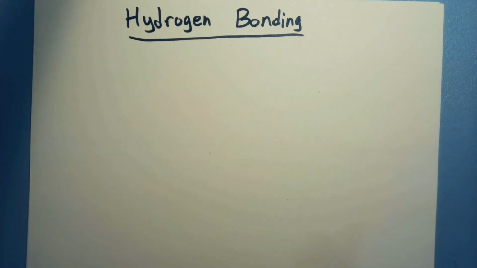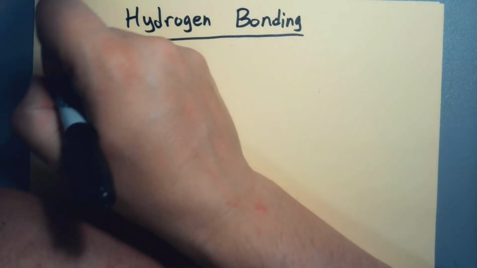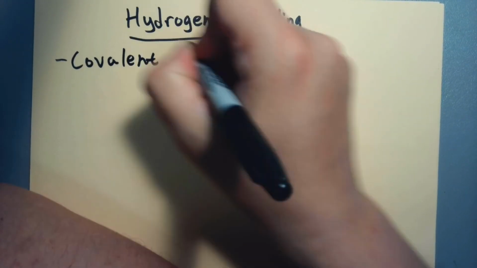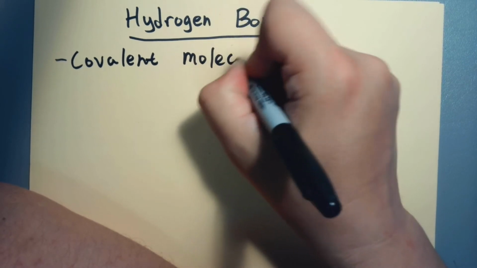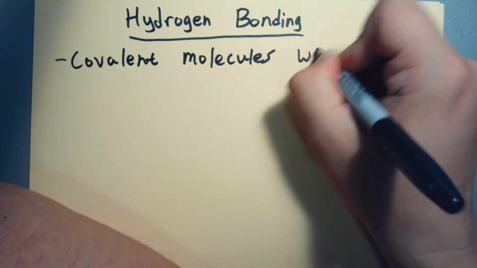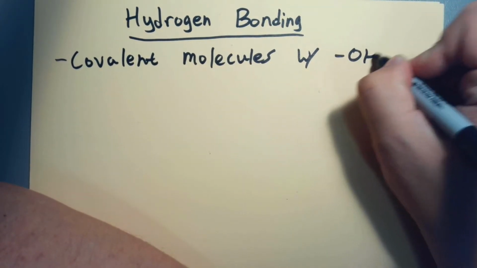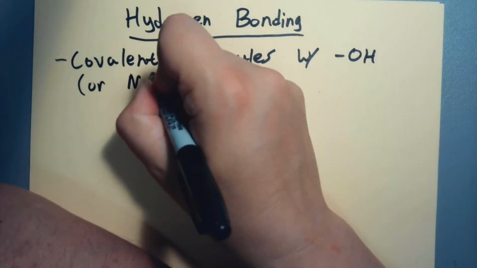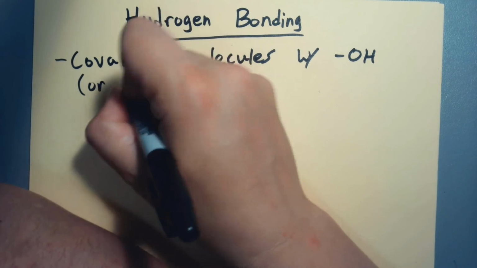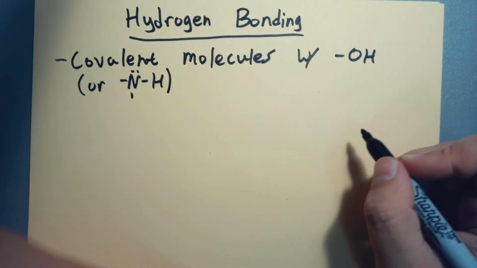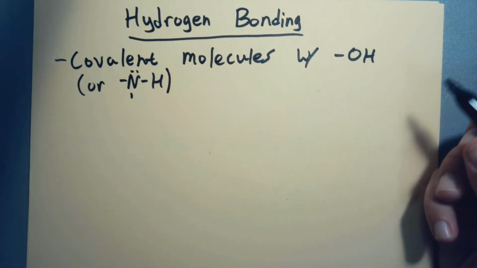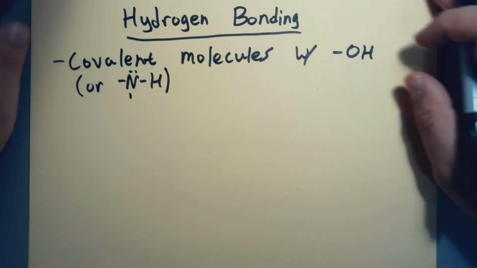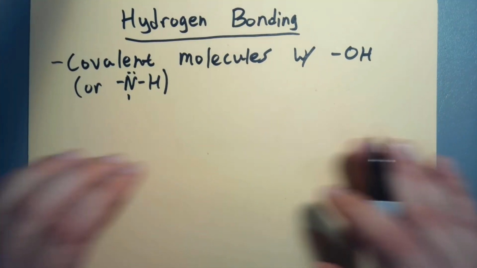So, again, it's going to be covalent molecules with alcohol functional groups, or, you know, amine functional groups that have a hydrogen on them. We won't worry about the FH, HF. That's really working the margin. So one of these two.